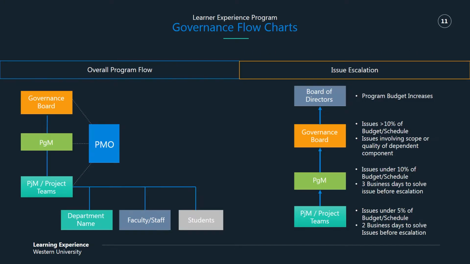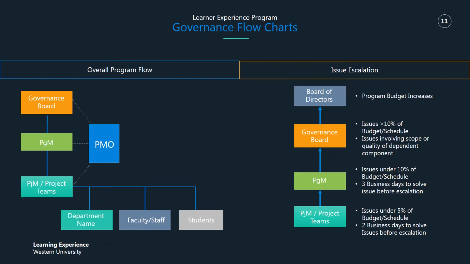Here are some flow charts that will give you an idea of how the program governance will work. First of all, our overall program flow, the governance board being at the top, the program manager being below the governance board, and our project managers and our project teams. They report out to all of the departments, faculty, and the students, who are closer to our eyes on the ground.